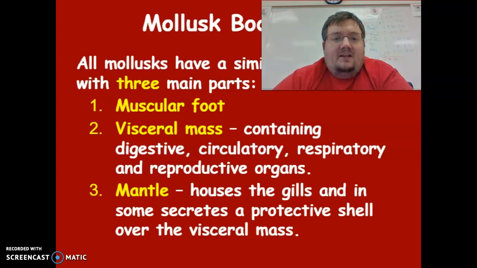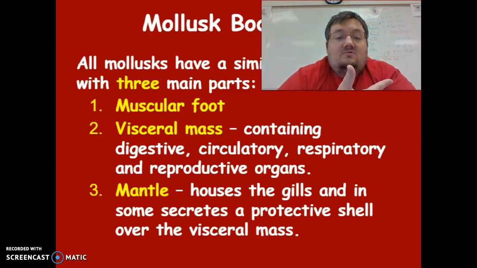As far as the body plan of mollusks go, all mollusks have a similar body plan with three main parts to it. Mollusks have a muscular foot, which is the bottom of the mollusk. They have a middle layer, which is referred to as the visceral mass. This is what contains the digestive tract, the circulatory system, the respiratory system, and other reproductive organs. So, visceral, the organs, this is where all the good stuff is.